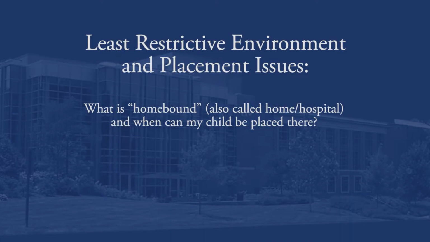What is homebound and when can my child be placed there? Homebound and home hospital are terms used to express the most restrictive of special education settings. If a child cannot function at all in a school building, regardless of the level of support provided, then the child may need to be placed in this most restrictive setting. If the child is hospitalized for an extended period of time, his IEP should be changed to reflect that the educational program must be provided at the hospital.